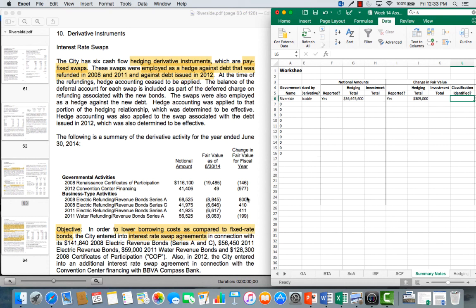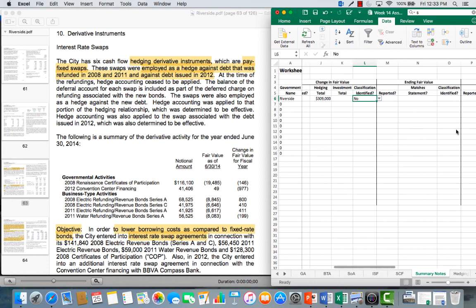Usually it'll say something like investment income, or in this case, because these are all hedging derivatives and the changes in fair values don't run through the income statements, the identification should say something like, in this case, deferred outflow of resources. In the positive ones, deferred inflow of resources. But they're not showing any identification here at all. And so the answer is no, they did not identify it.